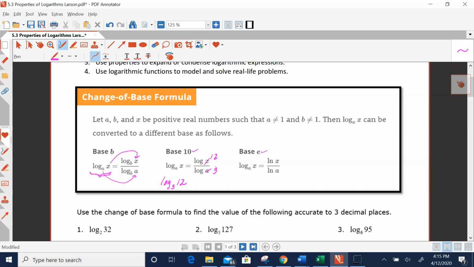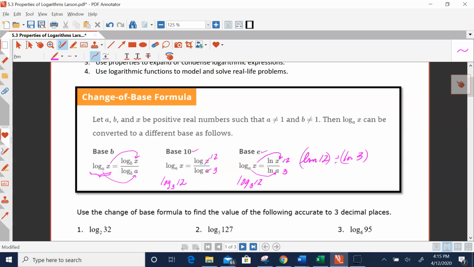I could also choose log base e. So again, suppose I've got log base 3 of 12. Well, to do that on my calculator, I could just do ln of the x part, which in this case is 12, divided by ln of the a part, which in this case is 3. And if I do that on my calculator, ln 12 divided by ln 3, that will give me the value.